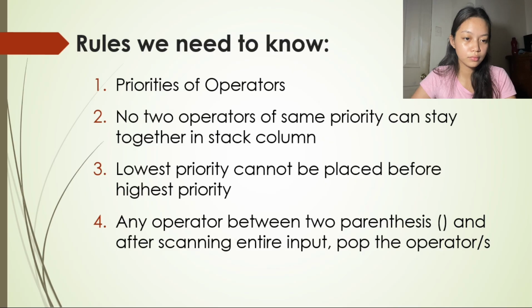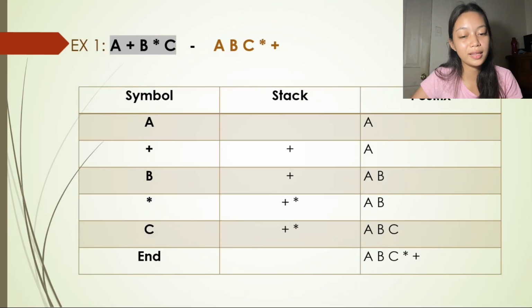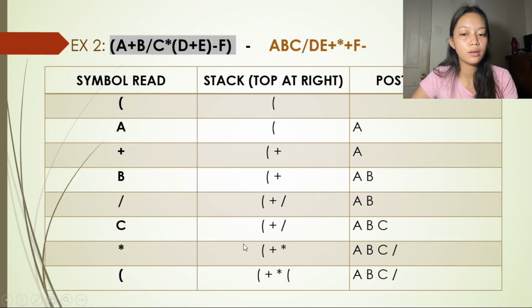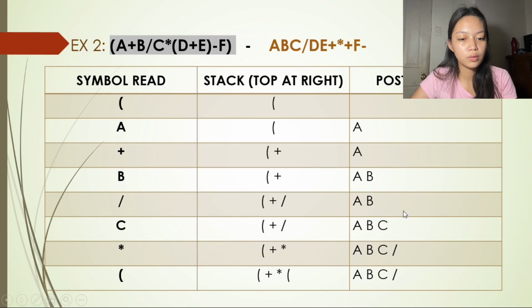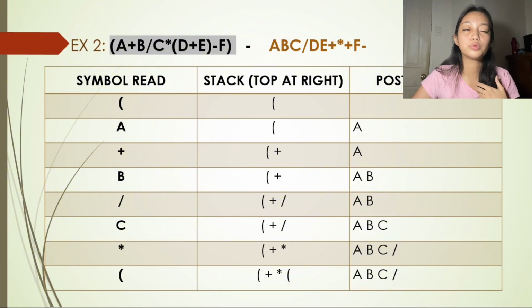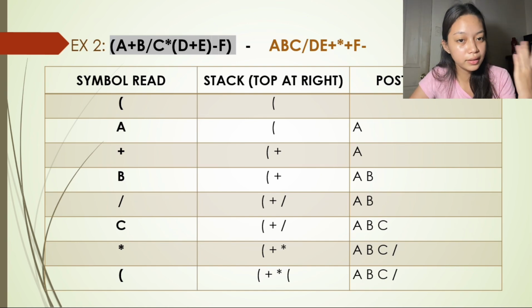Since they have the same priority, neither is highest or lowest, so we pop the division that is already there, since it is division, and replace it with the multiplication. To avoid violating the rule, we need to pop the division, put it in the postfix, and then put in the multiplication. That's rule number 2: operators of the same priority cannot stay together in a stack column.